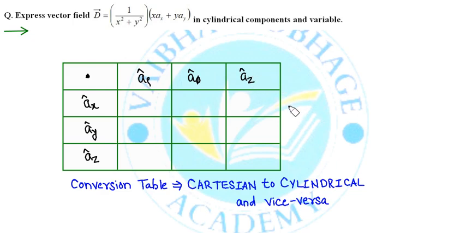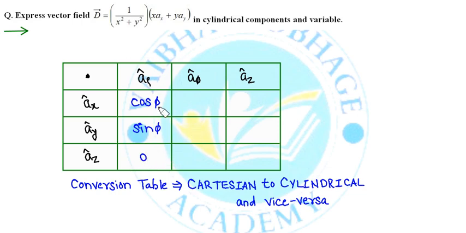Now if you have to find the dot product between ax and a rho, what will be that value? That value will be equal to cos phi. Similarly, for the dot product between ay and a rho, that value will be sin phi. And from the basic property of the dot product between two vectors, if they are not the same, az dot a rho will be equal to what now?